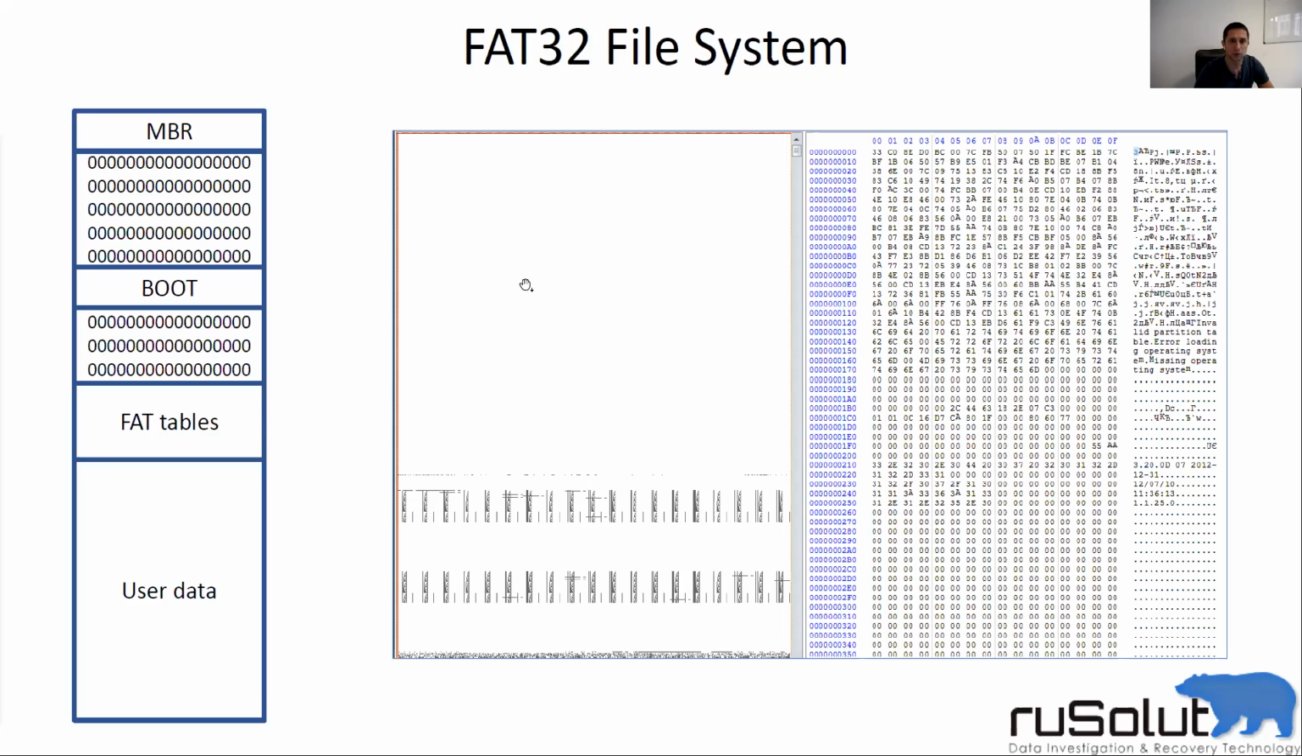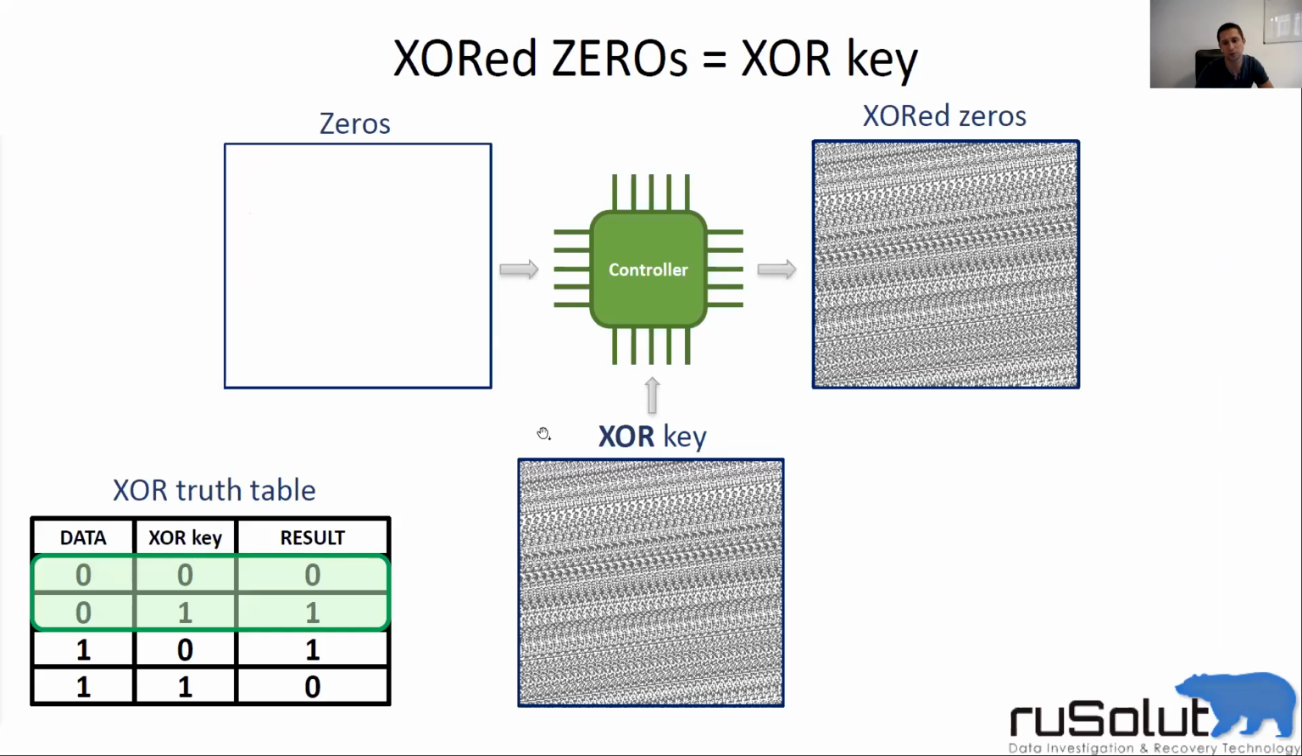And as I told you, those blocks also could be used not only for XOR key testing, but for XOR key extraction. Why? Because if a XOR key is applied to zeros, as a result, we will actually get the pure XOR key. You can see this from a XOR key truth table.